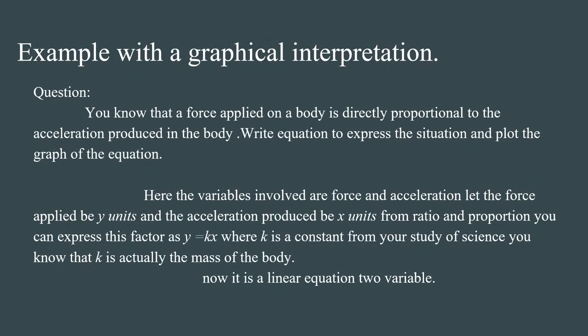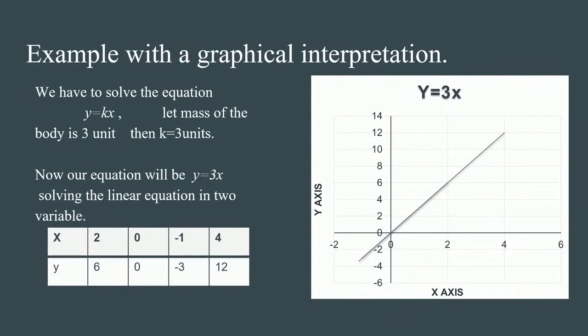Now it is a linear equation in two variables. Suppose we want to plot that, then we will solve it in this manner. y is equal to 3x. Let the mass of the body be 3 units. It's just an assumption, we can assume anything. For our convenience we are taking it as 3 units. Now the equation will turn to y equal to 3x. Using the algebraic method, for each x value we will get a value for y. And if we plot it in the graph, we will get a straight line which passes through the origin, and this is the graph.